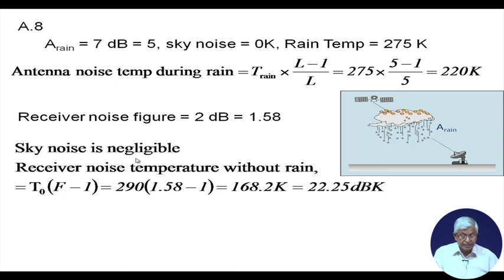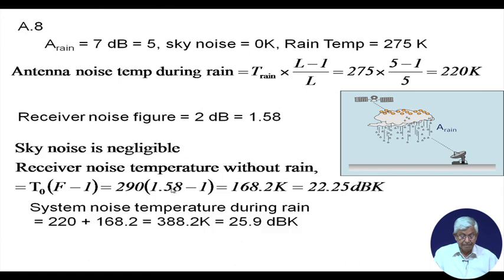Sky noise is negligible. The receiver noise temperature without rain, when the rain is not there and sky noise temperature is negligible, is the physical temperature of the receiver times the noise figure minus 1, in ratio. So that is 1.58 taken. So, 290 into 1.58 minus 1 comes out to be 22.25 dBK. This is the without-rain receiver noise temperature.